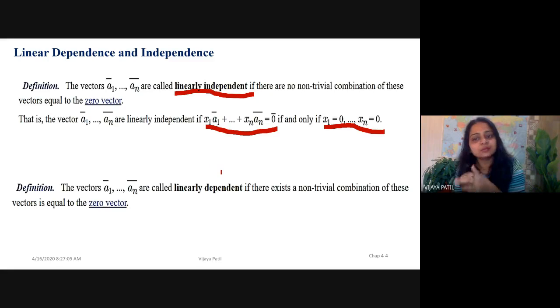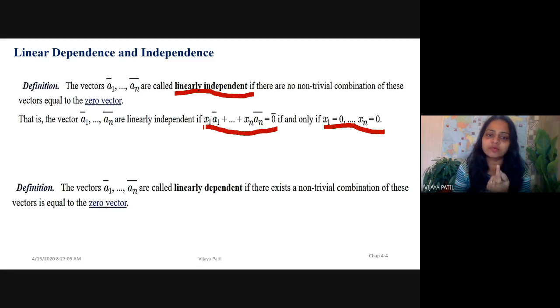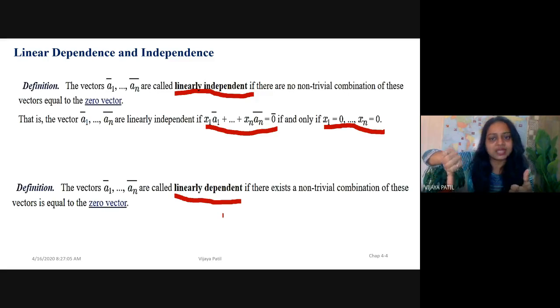Then what will happen if they are dependent? That means at least one coefficient among x1 to xn should be non-zero. Then only is it possible for me to define such a relation between the vectors, and in that case the vectors are said to be linearly dependent. In short, the vectors are linearly independent if all the coefficients are zero.